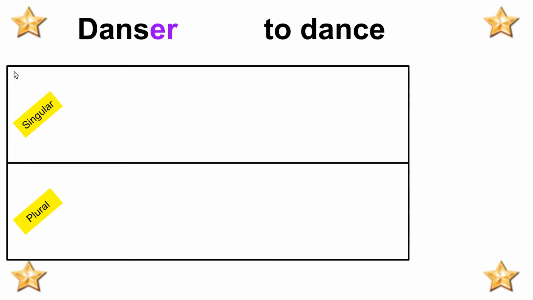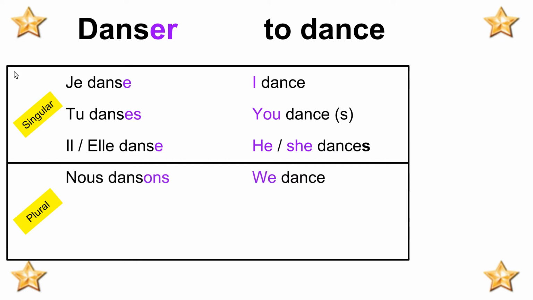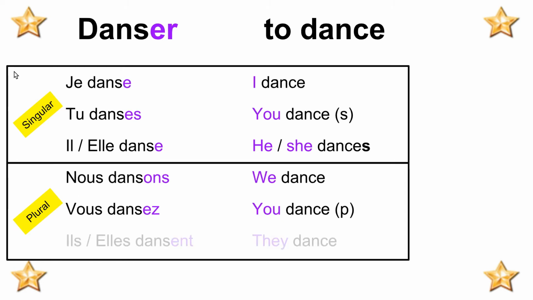Let's look at the verb danser in its full form. Je danse, I dance. Tu danses, you dance. Il, elle danse, he or she dances. Nous dansons, we dance. Vous dansez, you dance, plural. Ils, elles dansent, they dance.